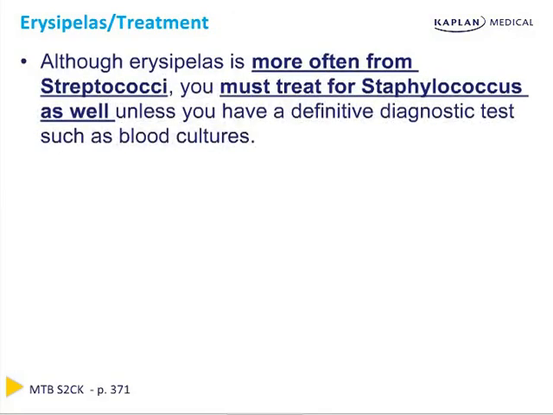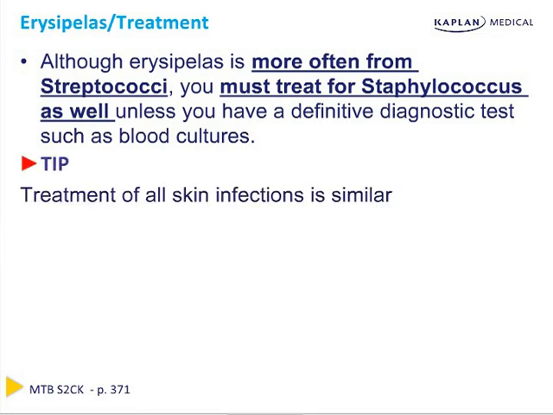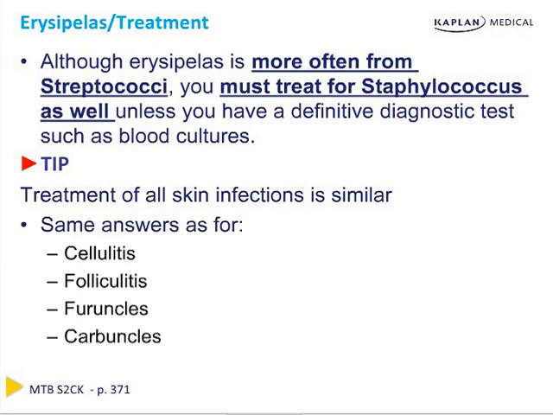Although erysipelas is more often from streptococci, you must treat for staphylococcus as well, unless you definitely have a diagnostic test like blood cultures that tells you for sure it's only strep. You've got to treat for both. And the treatment of all skin infections is similar. Basically, it's the same answer for cellulitis, folliculitis, furuncles, carbuncles. The only ones really that are different are impetigo, which can get topical antibiotics with mupirocin, bacitracin, retapamulin, and necrotizing fasciitis, which gets surgical debridement as well.